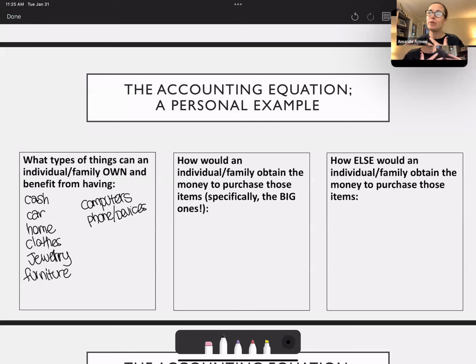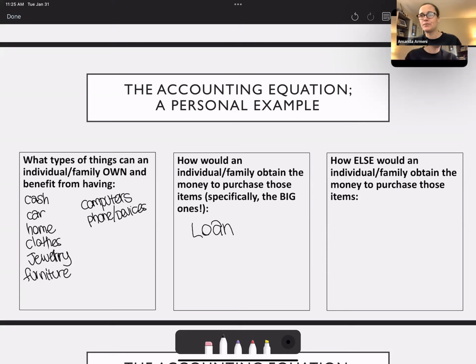So what I would be required to do is to go out and get a loan. I can go to a bank and apply for a loan. They would give me the funds that I need in order to buy my home or my car. So that's one way that I, as an individual, would be able to get the money to purchase some of those items. I can get a loan, okay?